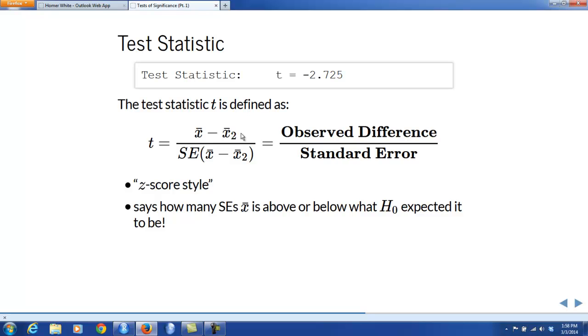But we can still see a difference between what we got and what the null expects, and we're dividing by something like a standard deviation. So again, this test statistic exhibits z-score style. And what's really important to keep in mind is that it still says how many standard errors our results are above or below what the null hypothesis expected it to be. And that should be x1 bar minus x2 bar, not just an x bar.